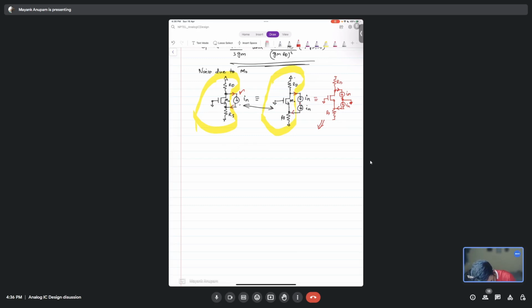Now it is fairly simple, because now it has been changed into something different. This is grounded here still. This is RD, and now this is RS, fine. But now this IN is connected to ground here, and here also there is an IN which is connected to ground. Yes, sir.